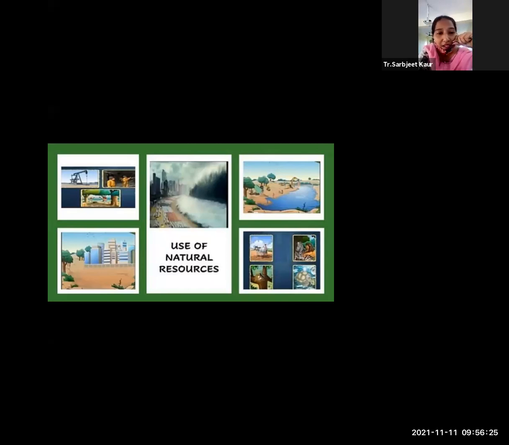Okay, see the constructions of different things, like for railway tracks, airports, we cut the jungles for our benefits. See, animals, we are using the animals for keeping in the zoo, for keeping in aquarium, for meat, milk, for eggs and all we are using.